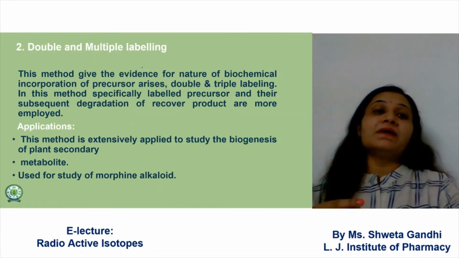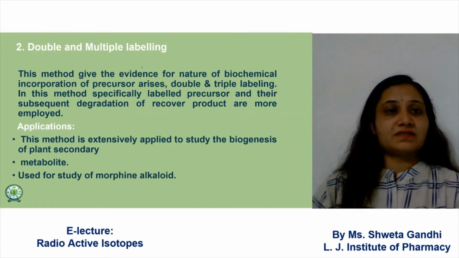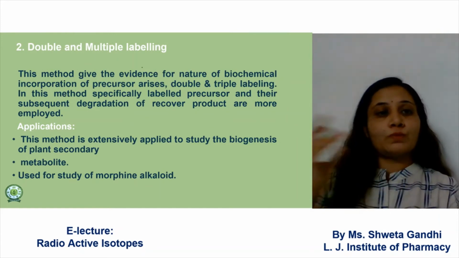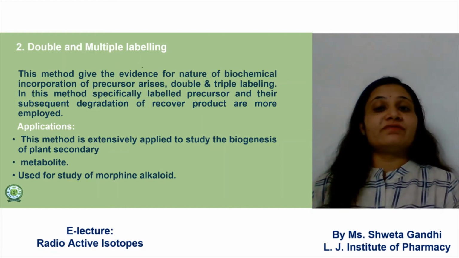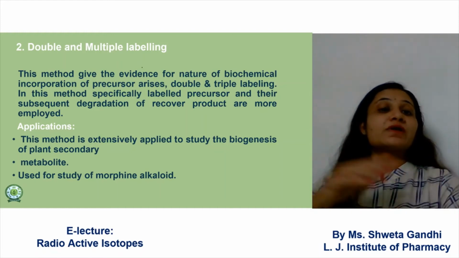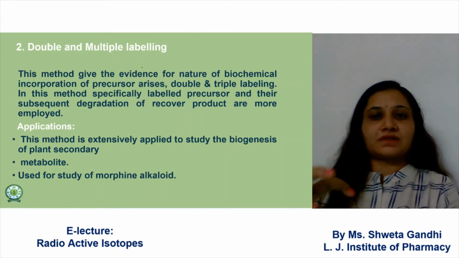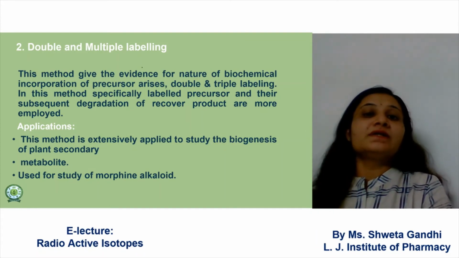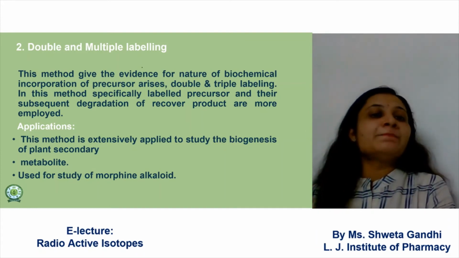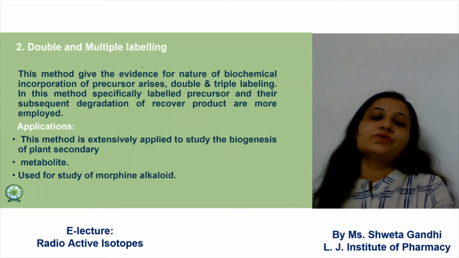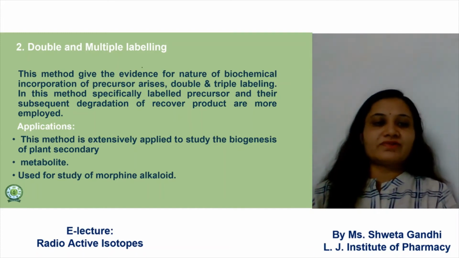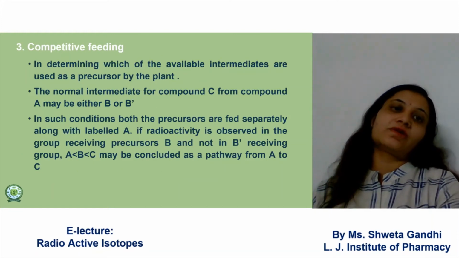Second is double and multiple labeling. As the name suggests, the labeling may be double or multiple. This method gives evidence for the nature of biochemical incorporation of the precursor. Double and triple labeling can be done, and this method is extensively used for the biogenesis of secondary metabolites, for example in the morphine alkaloid study.